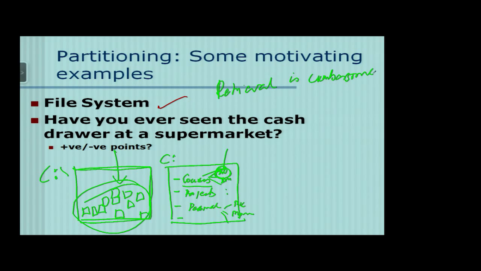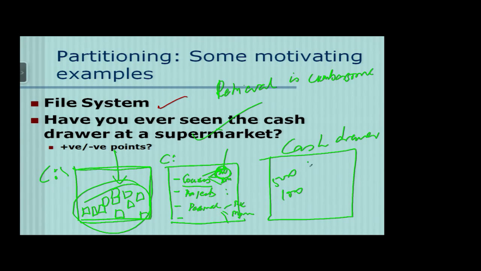Now let me come to the second example, that of a cash drawer. I'm sure all of you have seen this. Again I give you a situation where this is a cash drawer at the cash counter, and I put all 100 rupee notes here, all 5,000 rupee notes here, all 1,000 rupee notes here, 50, 20, 10, 5, and then all the coins, not separately: all the coins like 10 rupee coins, 5 rupee, 2 rupee, 1 rupee coins are also here.